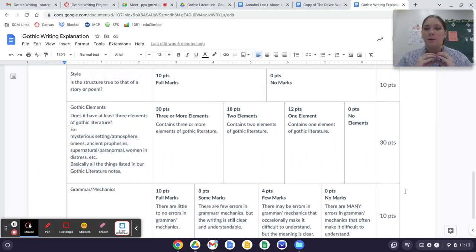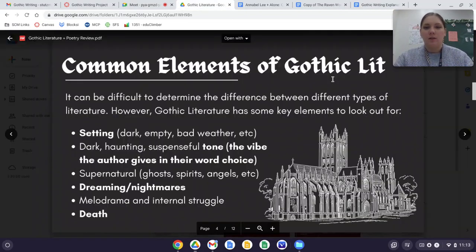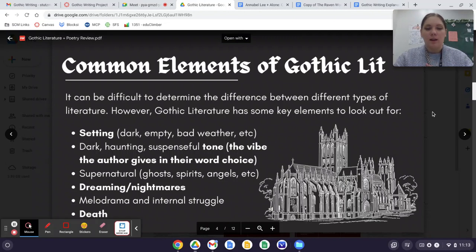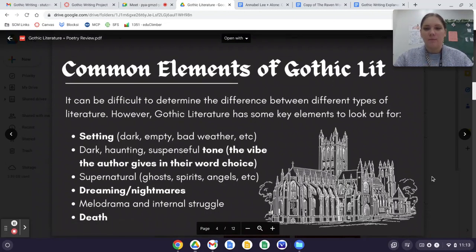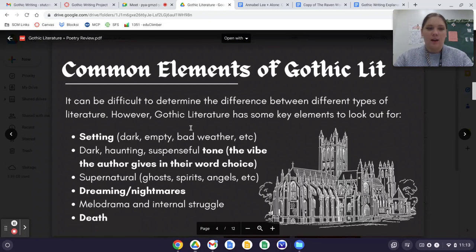And then the meat of it: your poem or story can't be about just anything. It has to follow the elements of Gothic literature. We talked about that at the very beginning of the semester in those notes, and it had this slide. Both of these should be on Canvas. Common elements of Gothic literature. Your poem or story has to have at least 3 of these things on the list. The setting needs to be dark, empty, bad weather, gloomy, scary, depressing, those kinds of things.